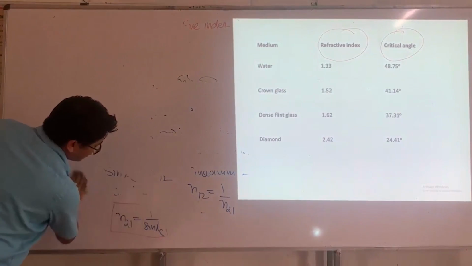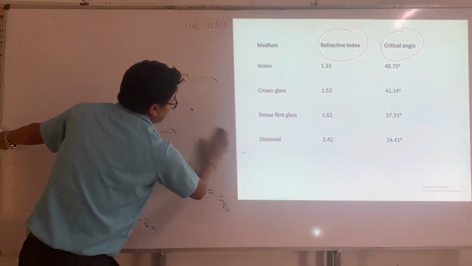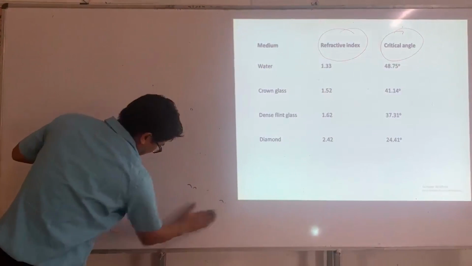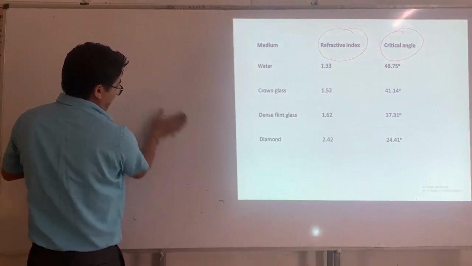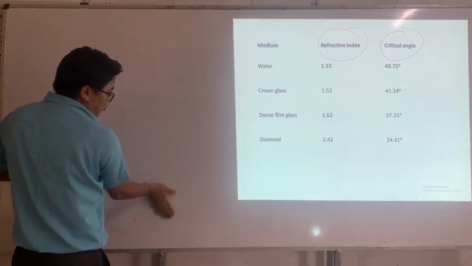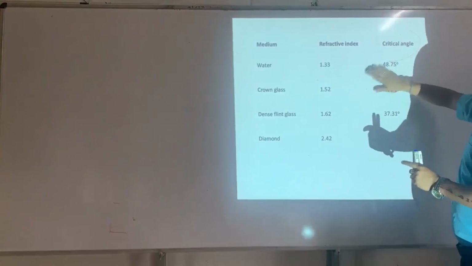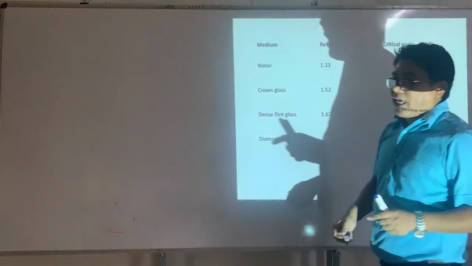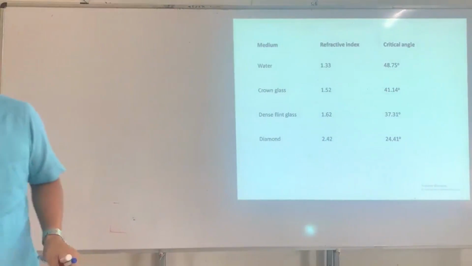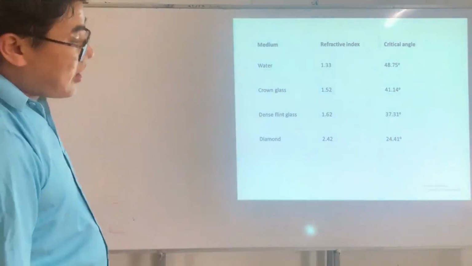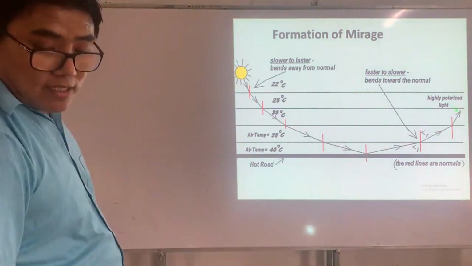Alright, just now I have mentioned that in nature you find so many illusions, all because of total internal reflections. In nature we find so many phenomena that can be explained by a concept called total internal reflections. The first one I will discuss is mirage.